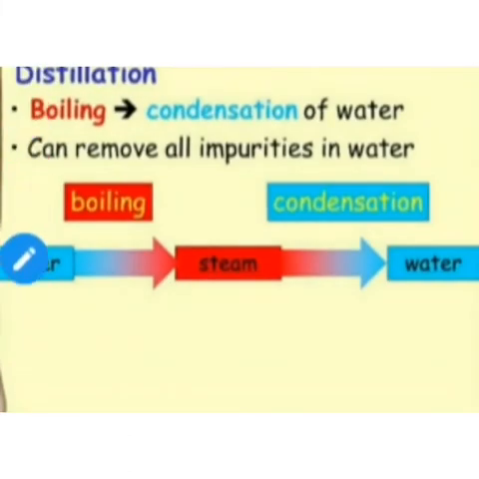So in recap, we can think like this. Distillation is the process where first we take the water and boil it. We are converting the water into steam. Again, we will cool that steam. That means we will do condensation and it will be back again in the form of liquid state, which is water. That is how we can get the purest water by removal of soluble impurities.